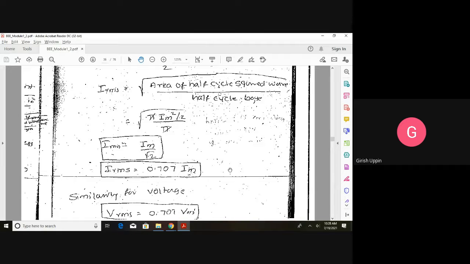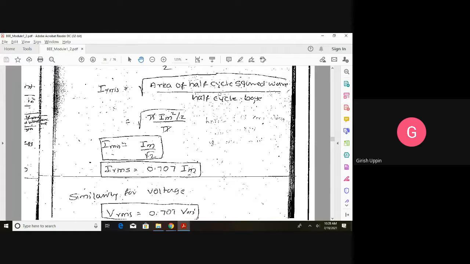Also, we can say IRMS is directly proportional to Im because it is a constant. That is how we can say the RMS value of an alternating quantity is 70.7% of the peak value. Suppose the peak value of the current is 10 amperes, then the RMS value is 7.07 amperes.